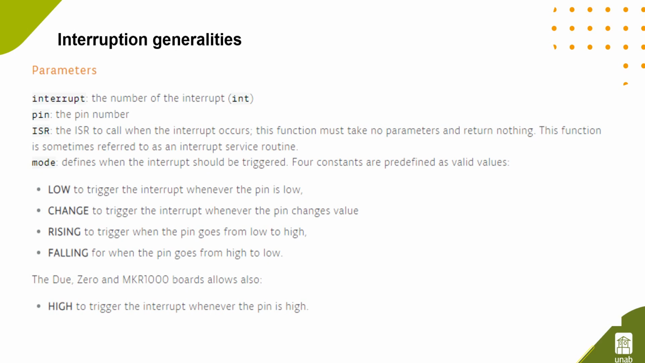Well, for mode we have low, change, rising, and falling. In low, the interruption is triggered whenever the pin is low. For change, the interrupt detects a change between 0 and 5 or 5 to 0. For rising, it triggers when the digital pin reads a value of 0 and then changes to 5, which means a change from 0 to 1. And falling is the opposite, when the read goes from high to low. Finally, we have the high mode. This triggers the interrupt whenever the pin is high.